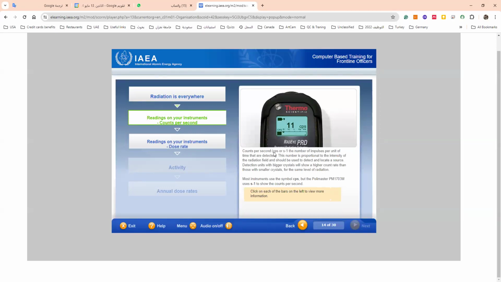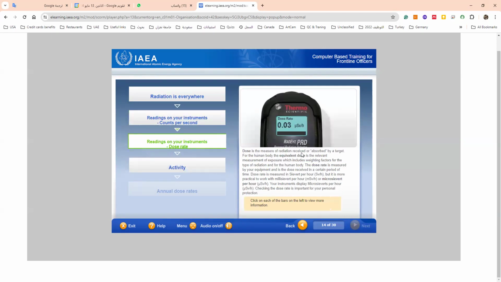Counts per second in this detector. Counts per second is the number of impulses per unit time that are detected. This number is proportional to the intensity of the radiation field and should be used to detect and locate a source. A detection unit with a bigger crystal will show a higher count rate than one with a smaller crystal for the same level of radiation.